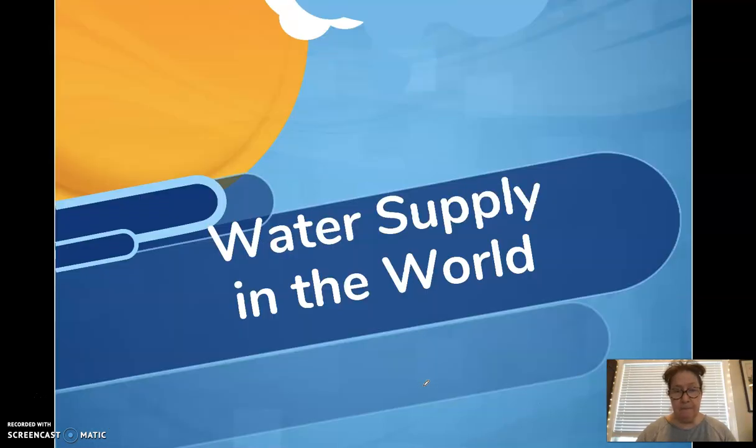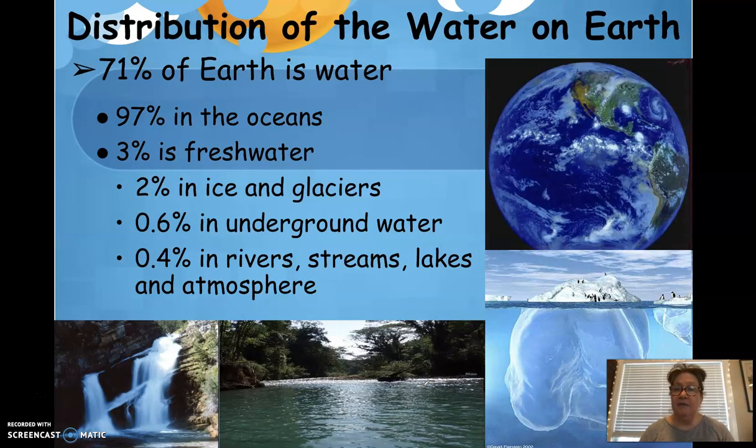So let's look at the water supply of the earth. We know that 71% of the earth is made up of water. Of that, 97% of the water is found in our oceans, and then the remaining 3% is fresh water. You can see that the biggest bulk of fresh water is found in ice and in glaciers, and then the rest is found in our aquifers or our groundwater supply, and then the smallest amount is in our rivers, creeks, streams, lakes, and also even within the atmosphere.